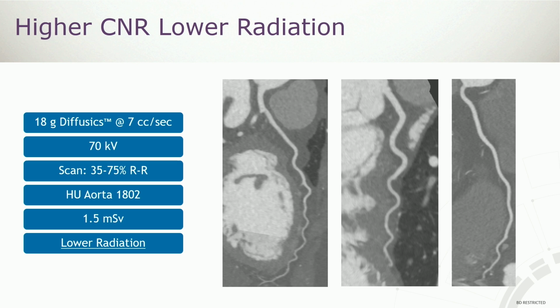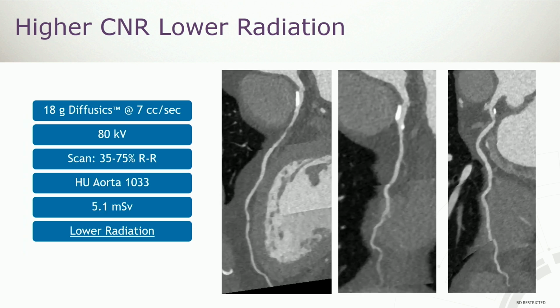But in someone who's got no calcium, very low risk, you probably could get by with lower kV, as shown in this study. And this patient was actually scanned prospectively from 35 to 75%, late systole to early diastole. The Hounsfield units or the attenuation in the aorta were very high at 1800. And really, even for a prospective scan in late systole through diastole, you really have low radiation, only 1.5 millisieverts. So just increasing your flow rates, having higher attenuation can really save you with radiation, especially if you choose a lower kV. And this was able to see all the distal vessels very nicely. This patient had normal coronaries.